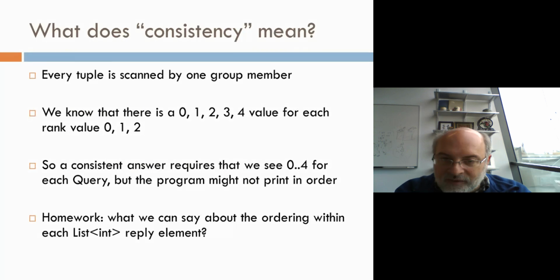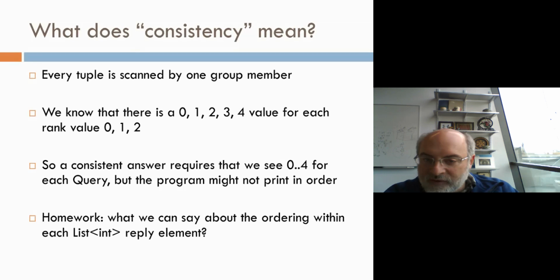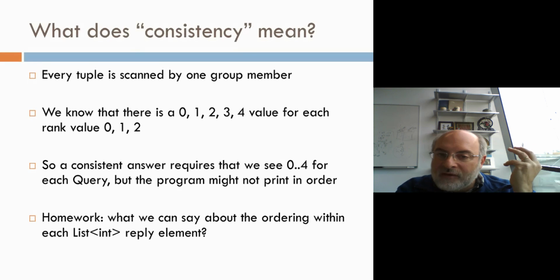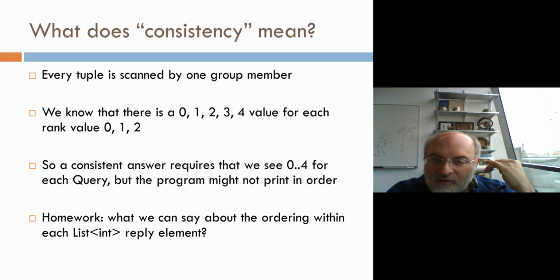So it's consistent. But what does consistency mean? Consistency here means that every tuple is scanned by one group member, that the set of replies, if it contains 3 replies, indeed contains a reply based on every tuple. There's a 0, 1, 2, 3, 4 value for each possible rank, and the ranks are 0, 1, and 2. And so a consistent answer always shows us the numbers 0 through 4, but not necessarily in any particular order.